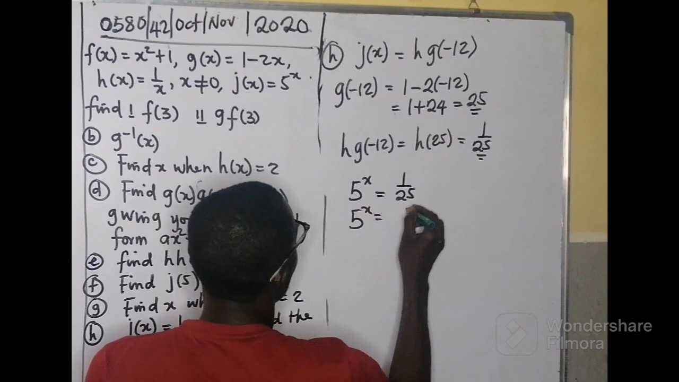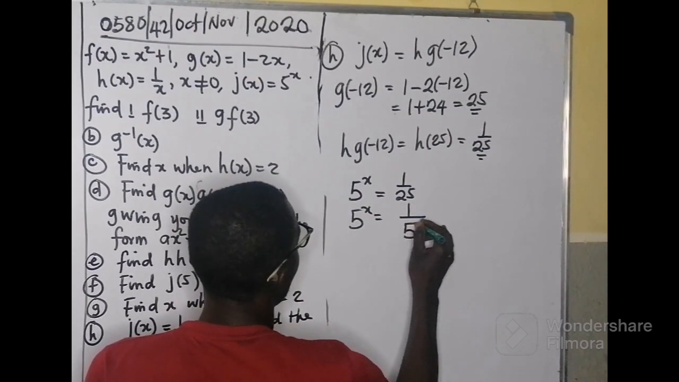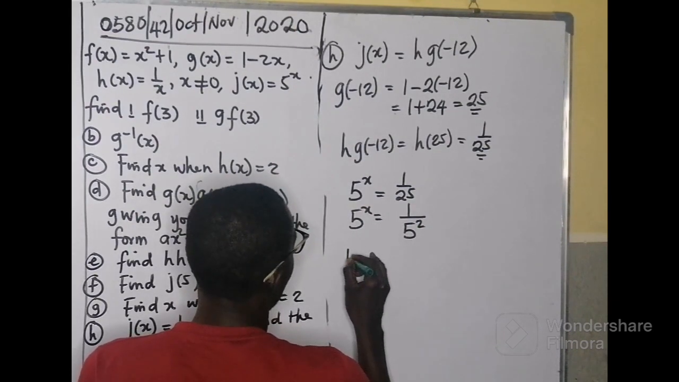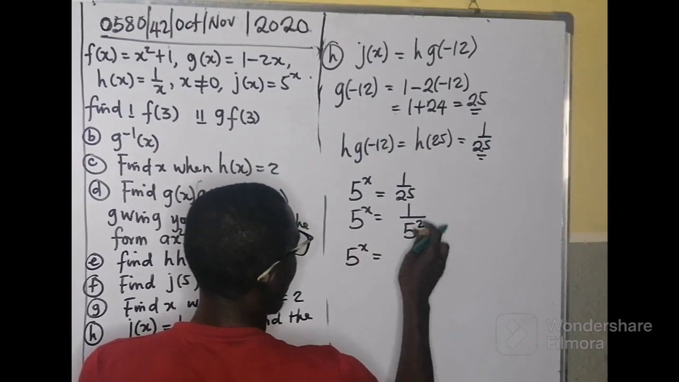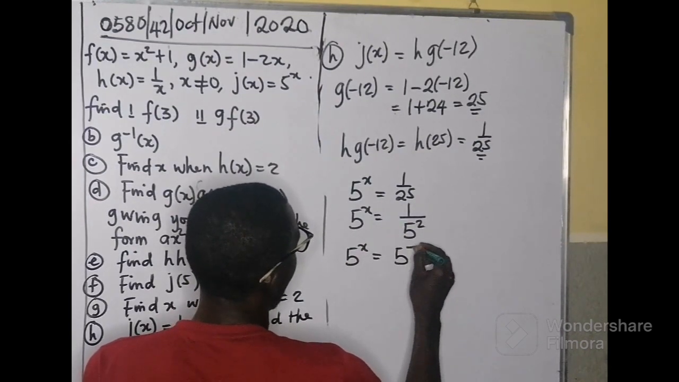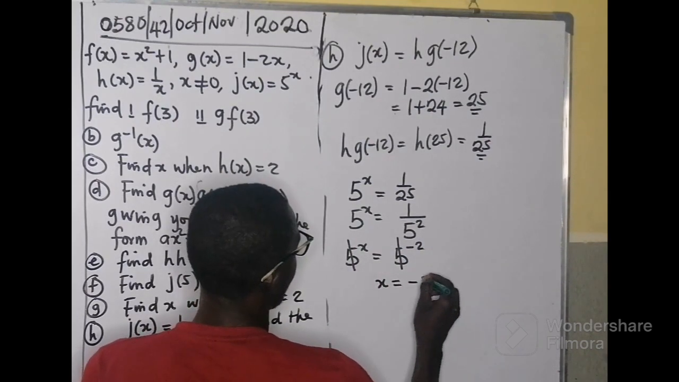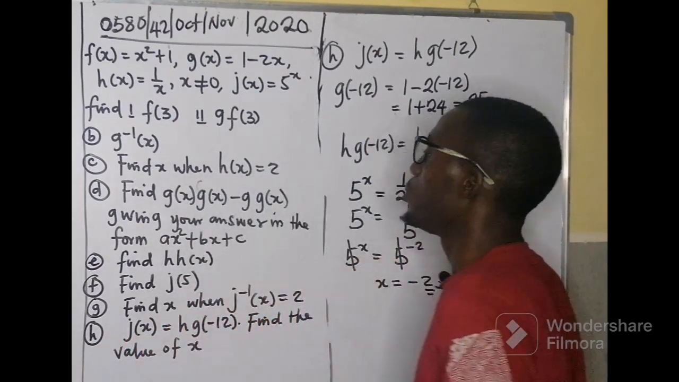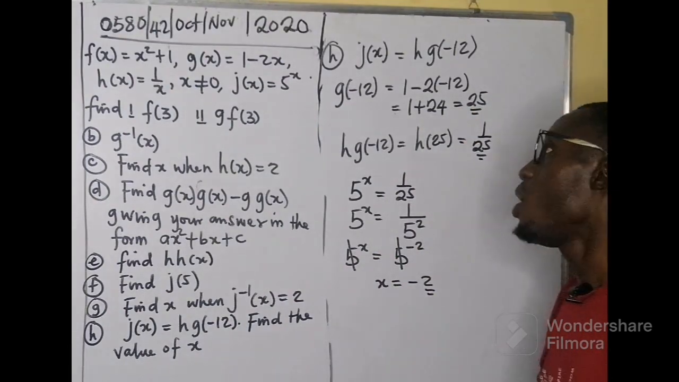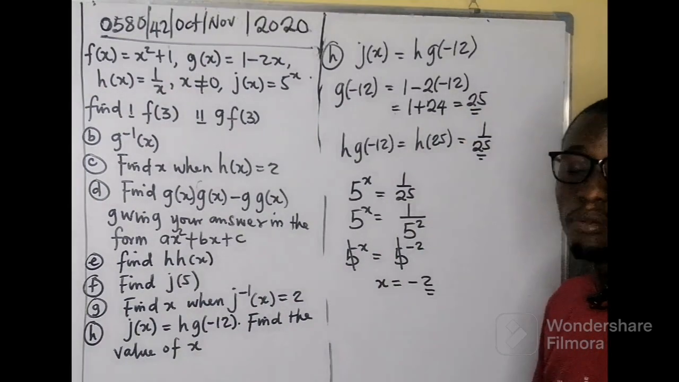5 raised to the power of x will give you 1 over, what is 25? 5 times 5, which is 5 squared. And 5 raised to the power of x is, remember, 1 over any number is that number raised to the negative power. The same base cancels out, so your value of x is what? -2.